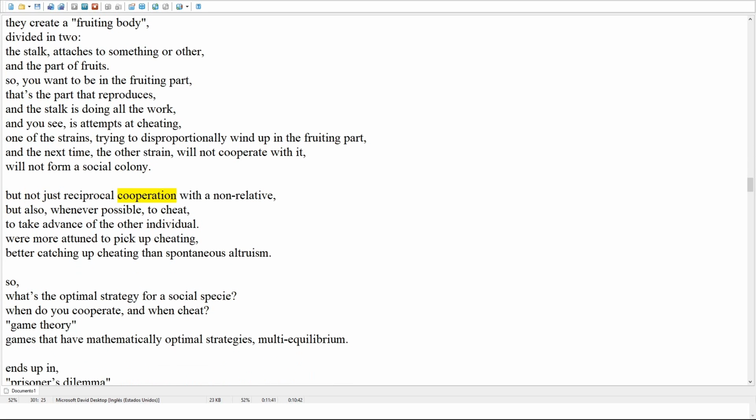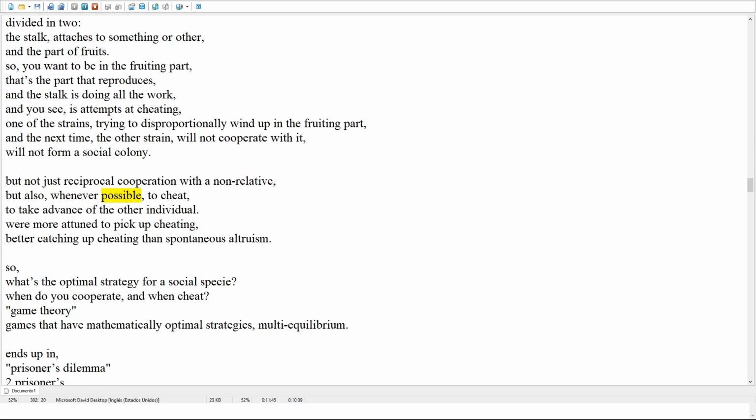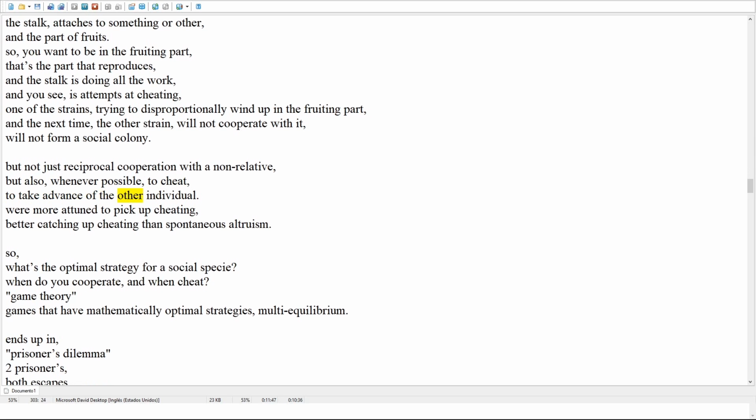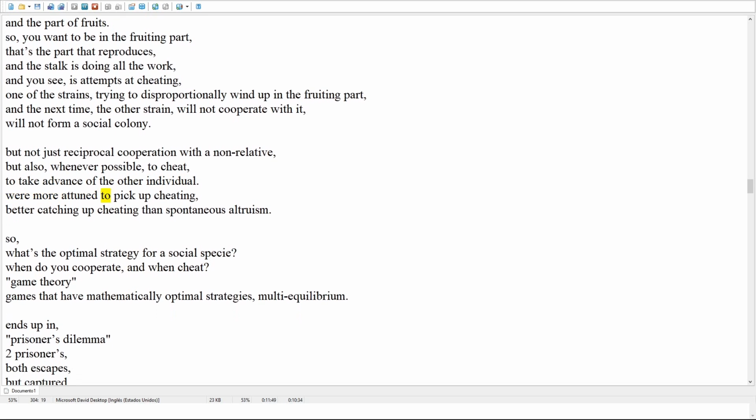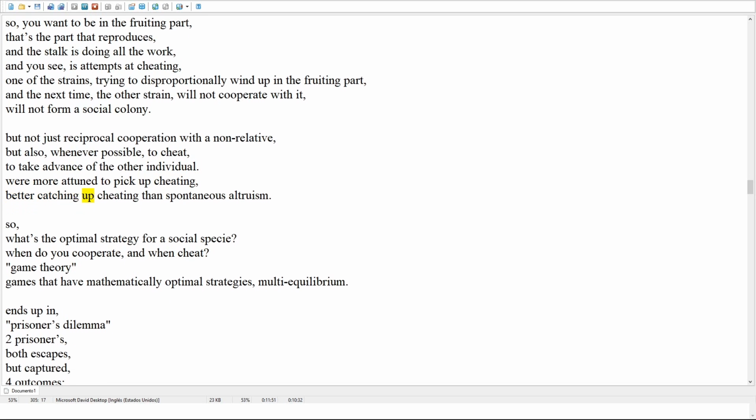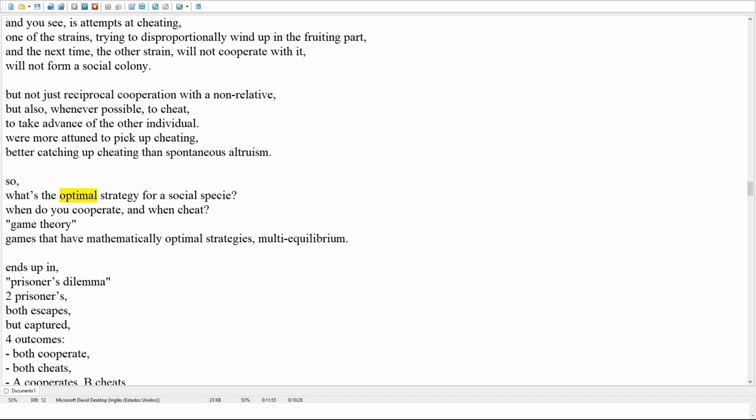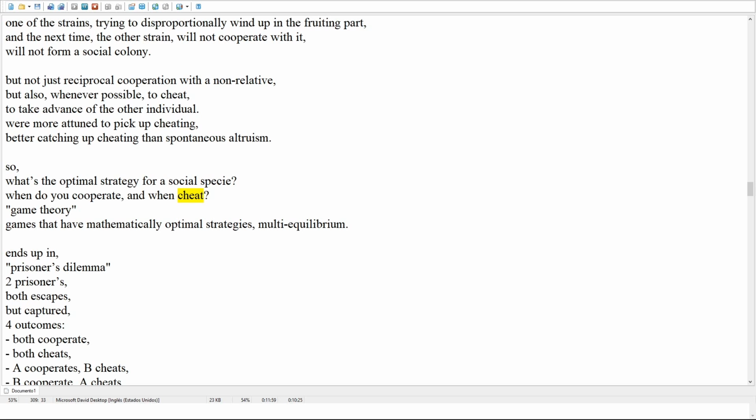But not just reciprocal cooperation with a non-relative, but also, whenever possible, cheating, to take advantage of the other individual. We're more attuned to pick up cheating, better at catching cheating than spontaneous altruism. So what's the optimal strategy for a social species? When do you cooperate, and when do you cheat?